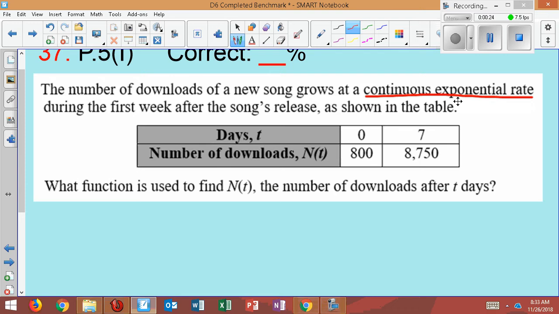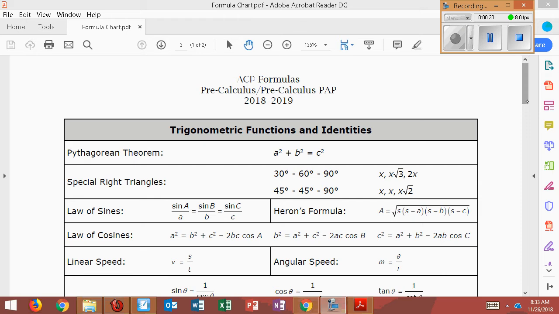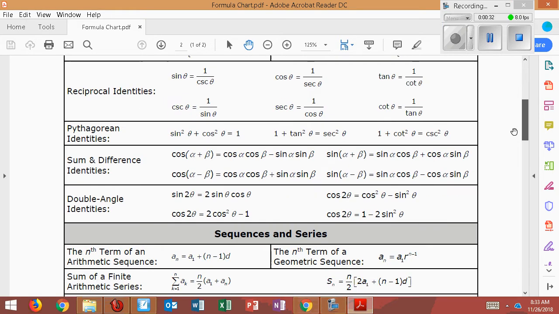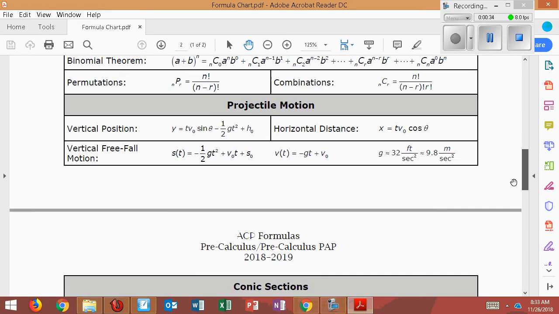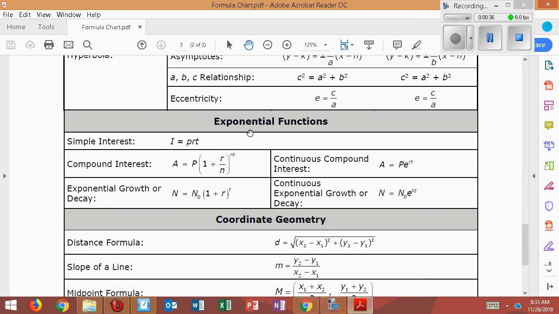And we talked earlier about where you would get these equations from. I'm going to open up the formula chart. And now let's go through to exponential. So it's a continuous exponential model. So I'm going to go over till I find exponential functions. And we learned that continuous is this formula right here. If you're noticing down below it says continuous, that's okay. Both of these are the same formula.